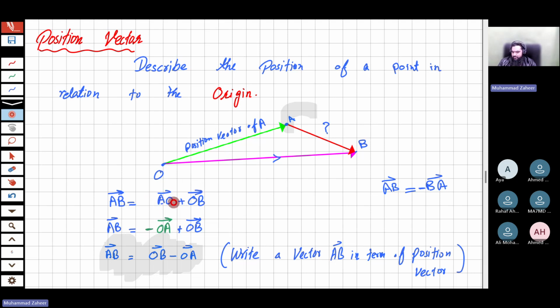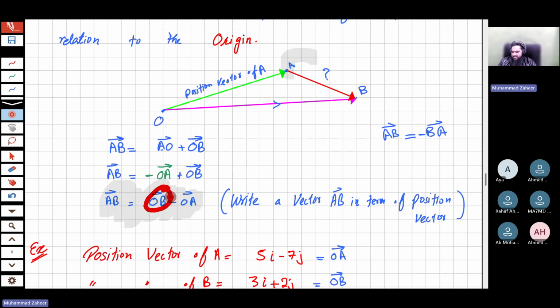We are moving from A to O. We have to alternate them. We have to make O to A. When you are changing the direction, it will become a negative sign. So ultimately you will get that AB is equal to OB minus OA.